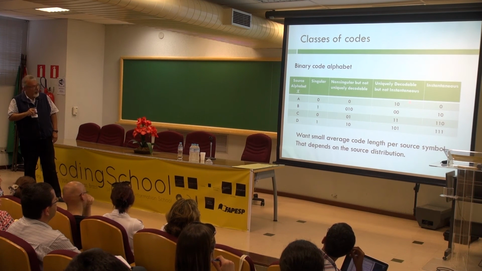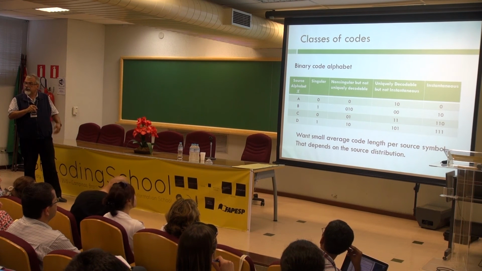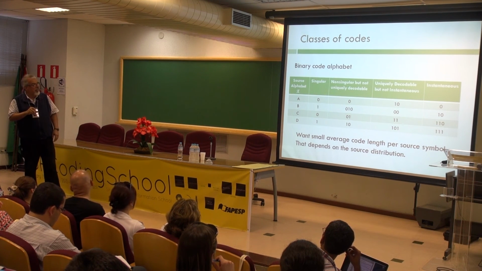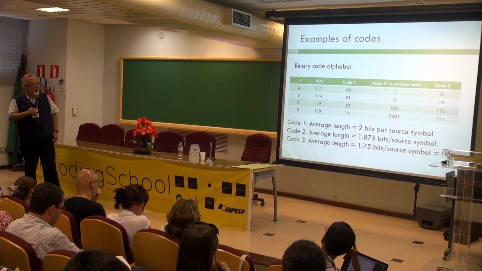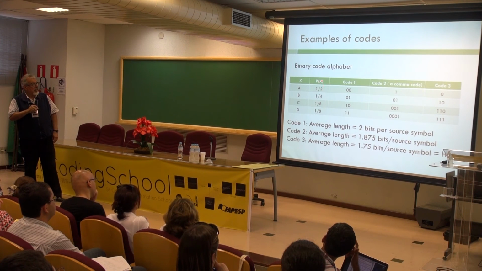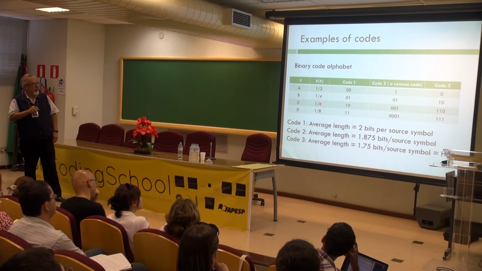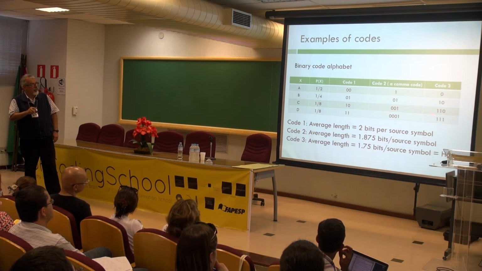So we want to have a small average code length per source symbol. And that, of course, depends on the source distribution, on the distribution of these symbols. There is some source distribution that we haven't talked about, but that's important in characterizing the length of the code. So here we have, now with the proper association of a distribution, the probabilities of A, B, C, D, and a number of codes here. We can compare them.